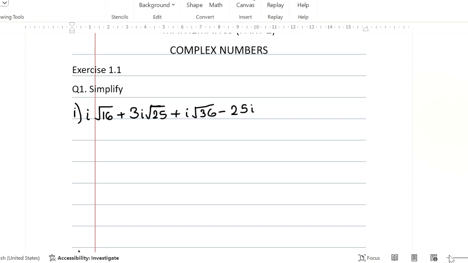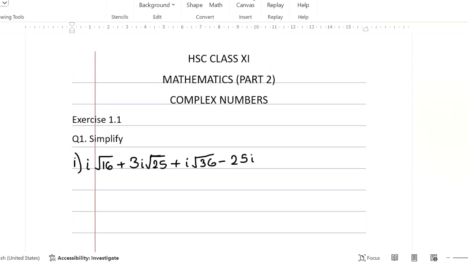In this video, we'll be starting with complex numbers. It's a part of your HSC class 11 and it's the chapter from your book 2, right? So complex numbers, we're starting with exercise 1.1 question 1, which is simplify. Now let us see what this question is about, alright?